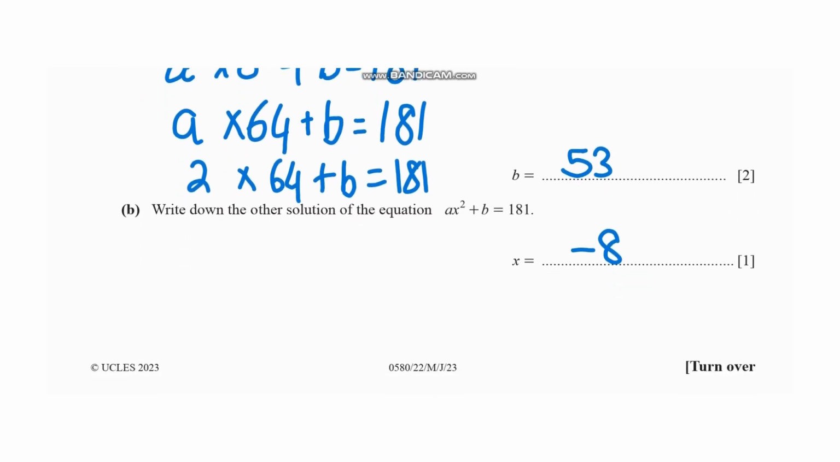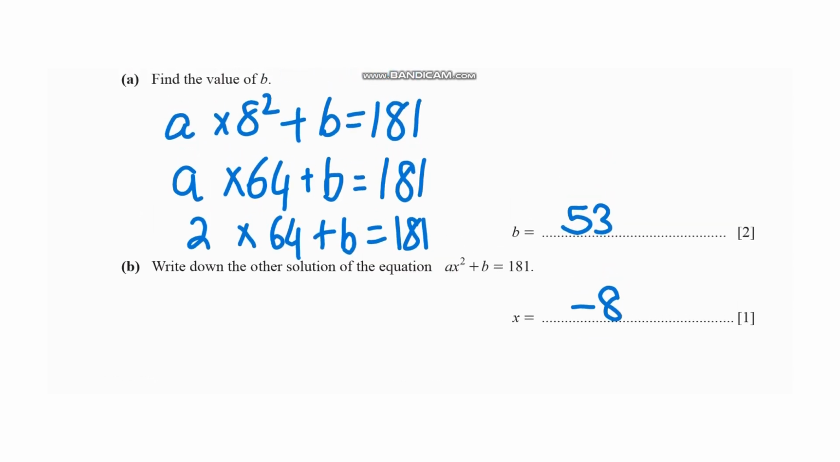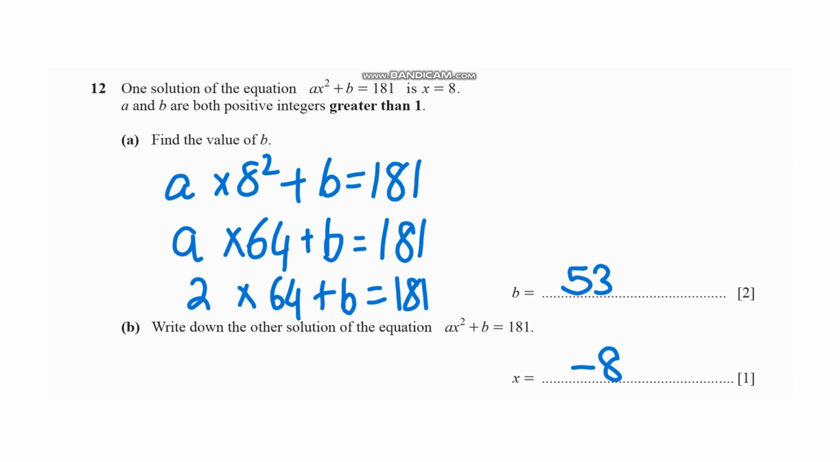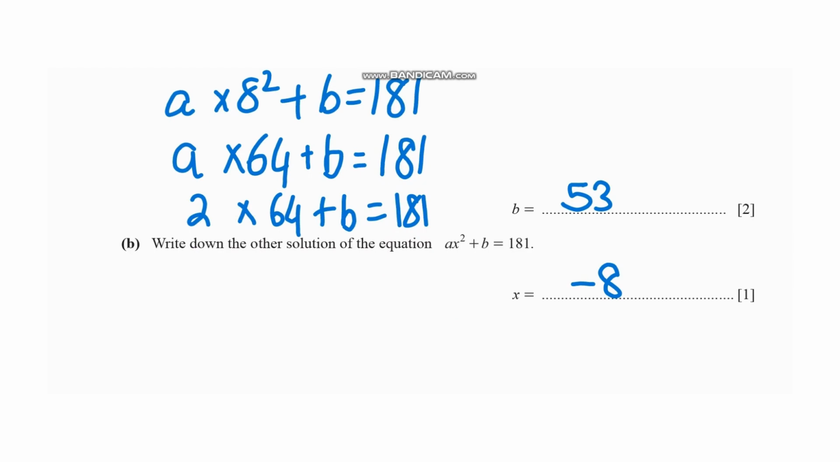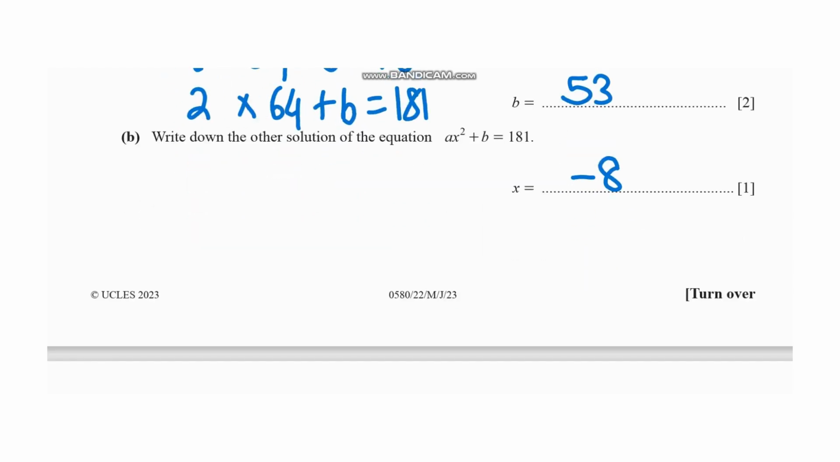Write out the other solution of the equation ax squared plus b equals 181. Whether we use negative or positive, both answers will be the same with the square, because negative multiplied by negative will be positive and positive multiplied by positive will be positive. So instead of plus 8, we will use minus 8, and so the other value for x is minus 8.